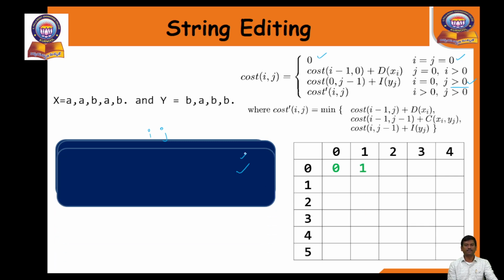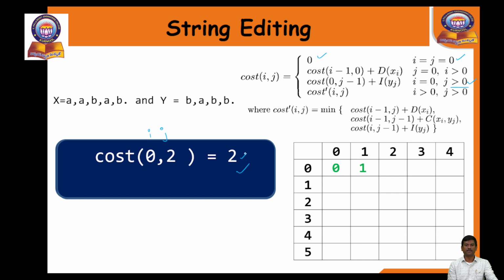In the same fashion, depending upon the values of i and j, if you need to find cost of 0 comma 2, that is i equal to 0 and j greater than 0, then in such cases the third statement, cost of 0 comma j minus 1, has to be implemented, where you found the value of cost of 0 comma 2 is equal to 2.